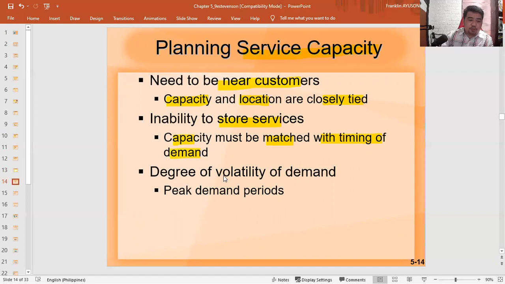And finally, the degree of volatility of demand. So which are the peak demand periods and which are the low demand periods. Because again, it does not only talk about our capacity and our location, but our capacity may also be defined by the number of human resources that we have.